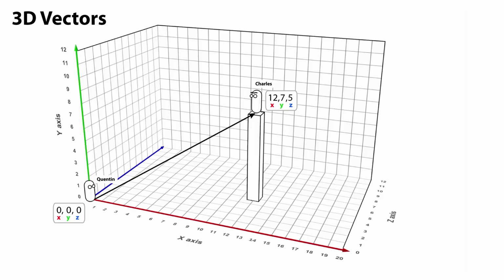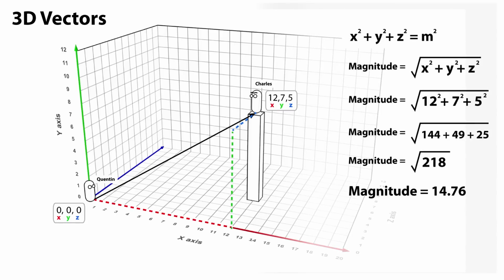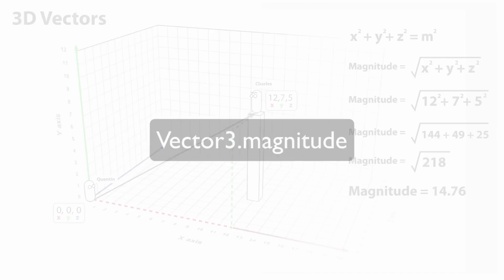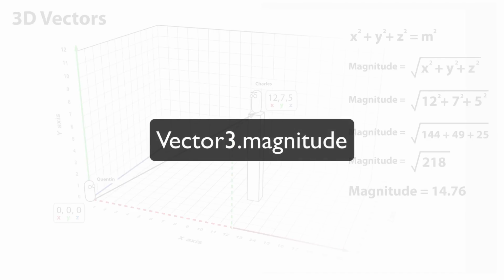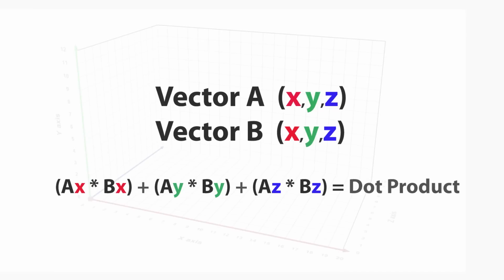The calculation to find the magnitude of the vector between Charles and Quentin is the same as in 2D, but now features the z-axis. Unity makes it easy to perform calculations like this with its helper function Vector3.magnitude. See the documentation link below for more details. There are a couple of useful functions for 3D vectors, the dot and cross products.